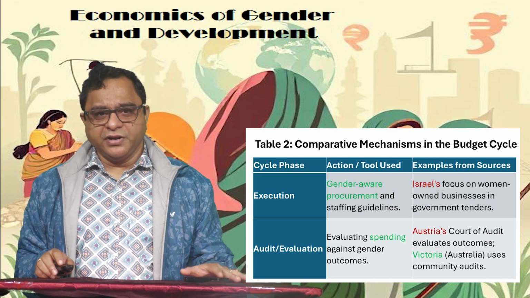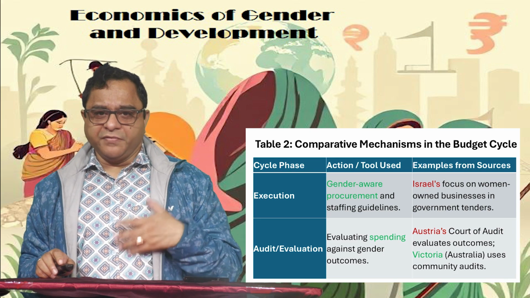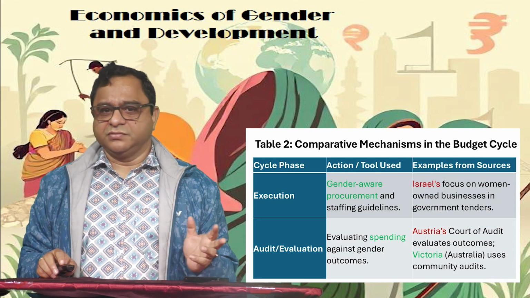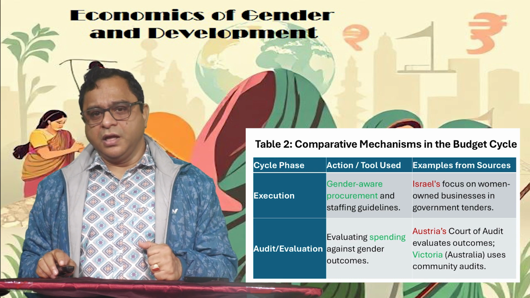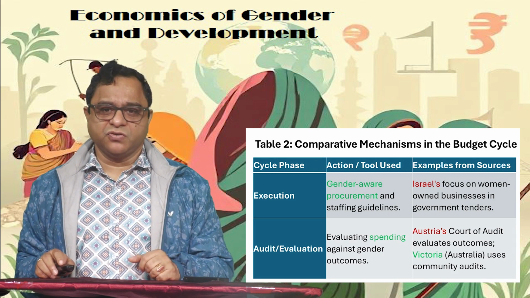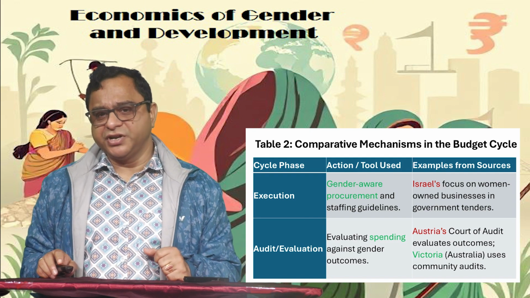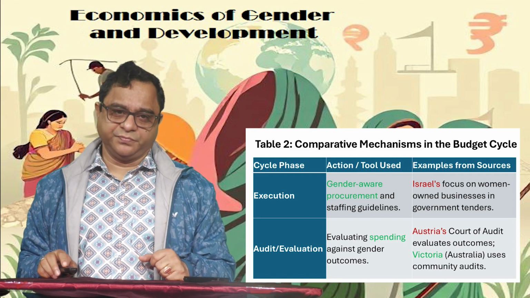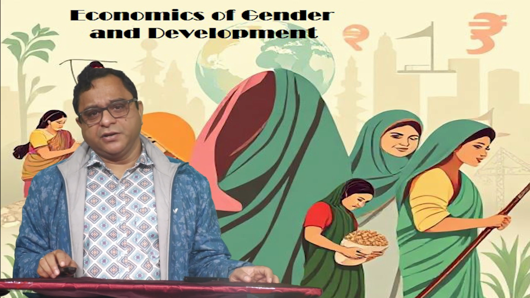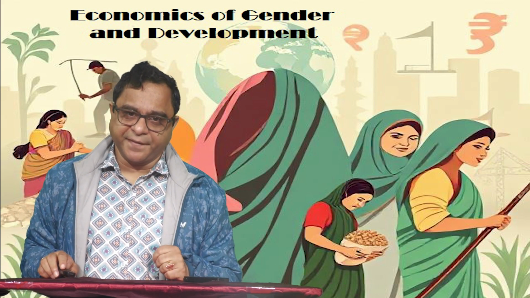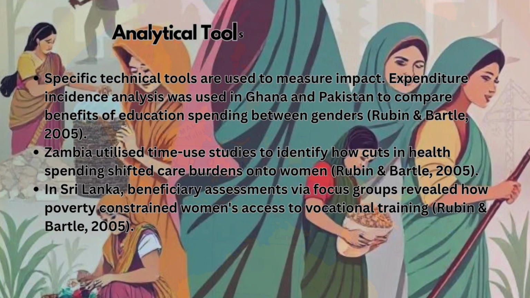And in the audit or evaluation phase, evaluating spending against gender outcomes is undertaken. And we can see the example of Austria's Court of Audit. It evaluates outcomes. And in Victoria Province of Australia, it uses community audits. Now, let us discuss some of the analytical tools and innovations in gender responsive budgeting. Specific technical tools are used to measure impact.